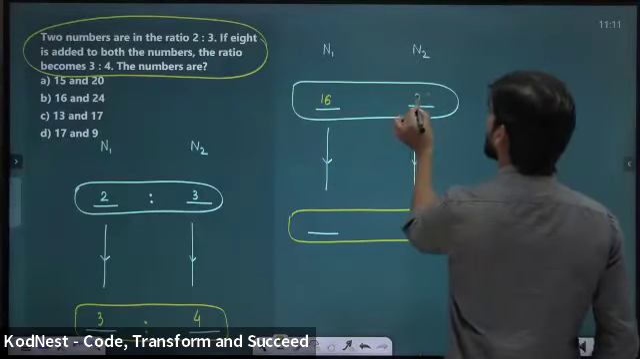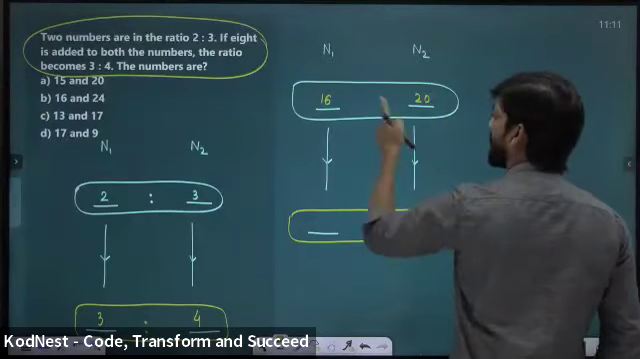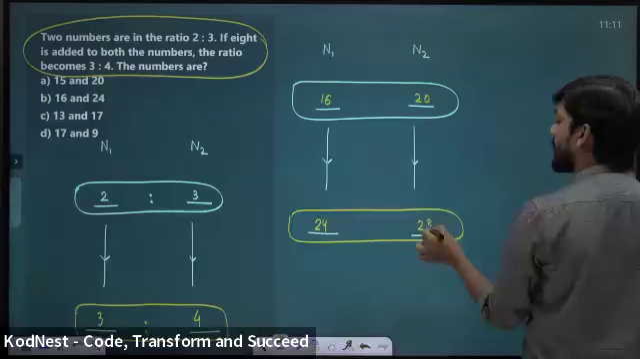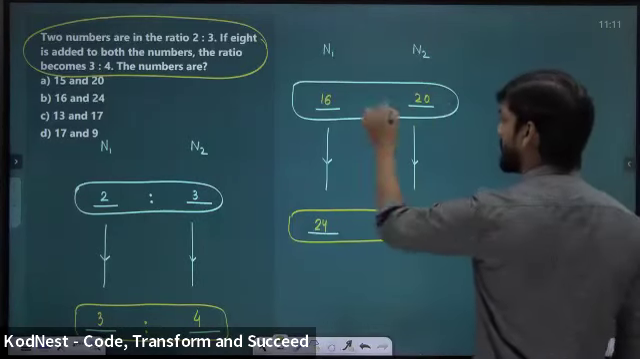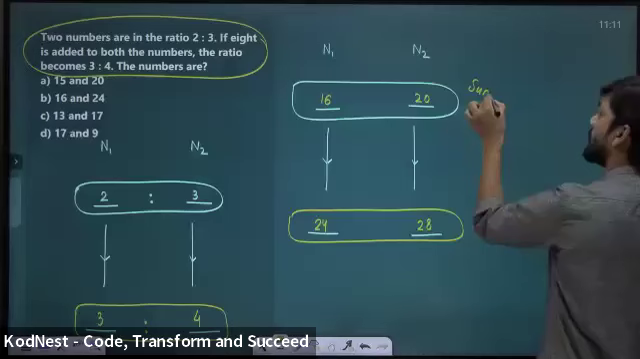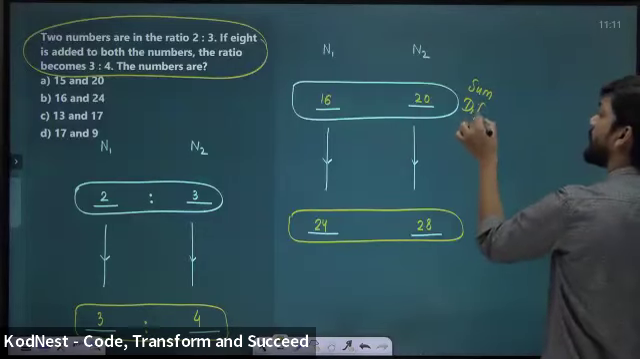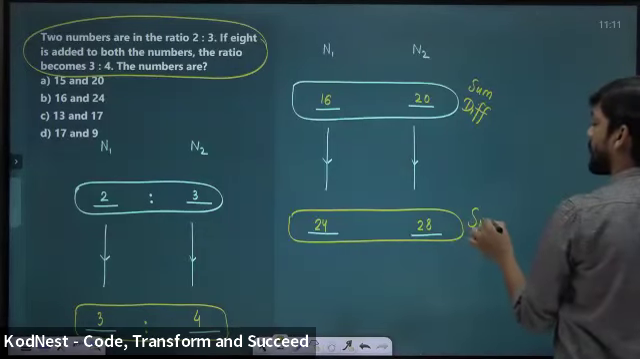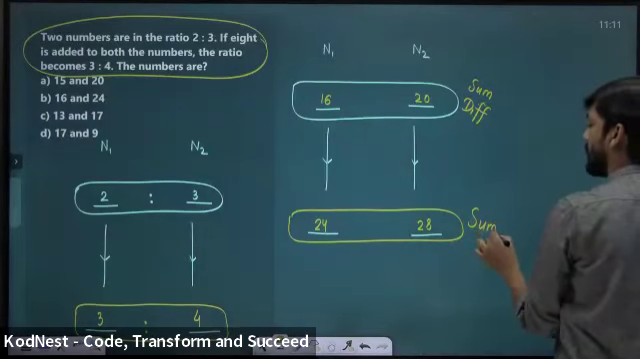Suppose I'm taking 16 and 20. 16 plus 8, I will get 24. 20 plus 8, I will get 28. Now see these two values. Calculate something. If you want sum, calculate sum. If you want difference, calculate difference. Calculate here also sum and difference. What is going to be same? Sum, difference, product, what? What is going to be same?